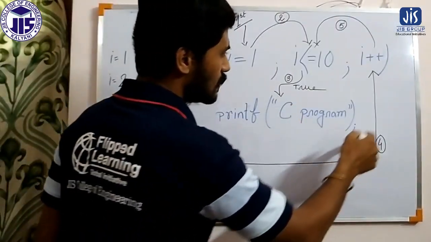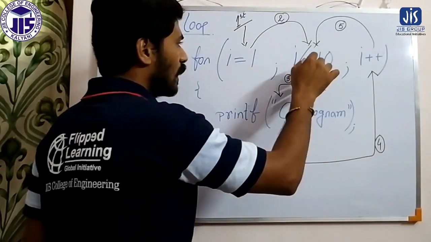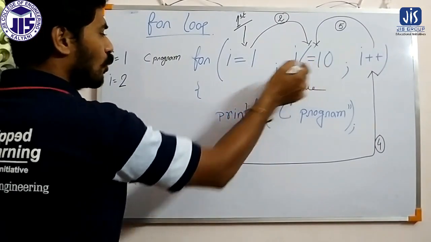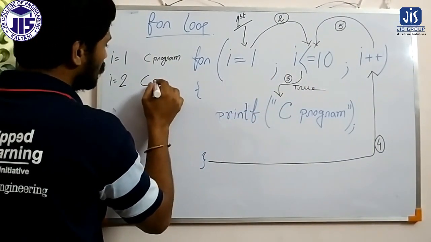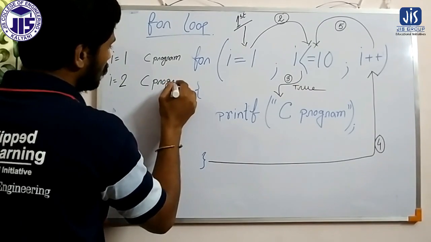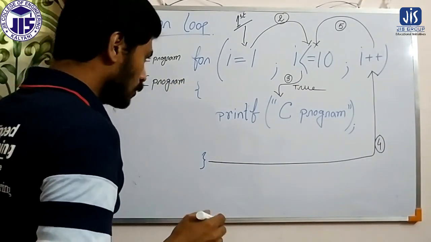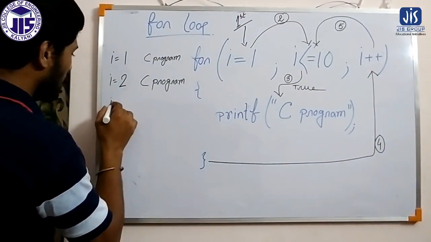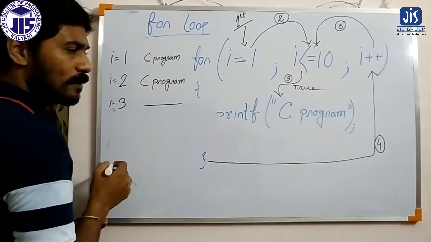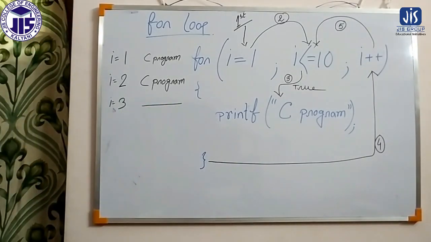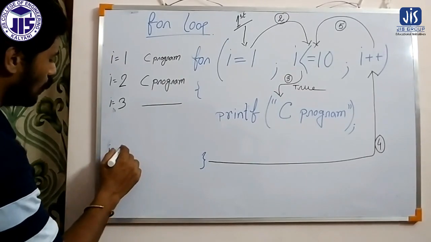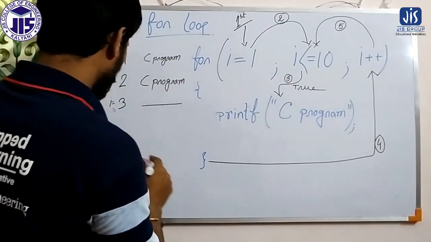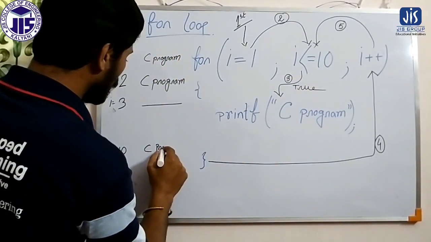So here is basically the loop. If the condition is true, again it will execute the body. So for I equals to 2, obviously the condition will be true. So we will get C program as output. Then after that, again it will go to the increment operation, so the value of I will be 3. Again we will get C program as output. In that way, up to the value of I equals to 10, the condition will remain true. So for I equals to 10, again C program will be printed.